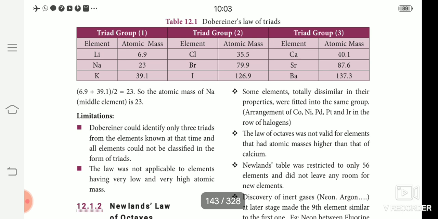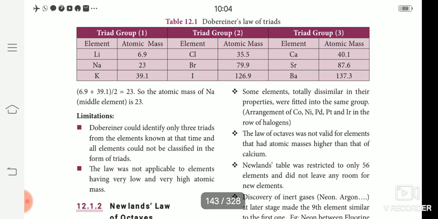For elements having very high or very low atomic masses, the law is unable to be used, because sometimes three elements are arranged in a group in ascending order, but elements arranged in descending order do not obey Dobereiner's law. So these are the limitations of Dobereiner's law.